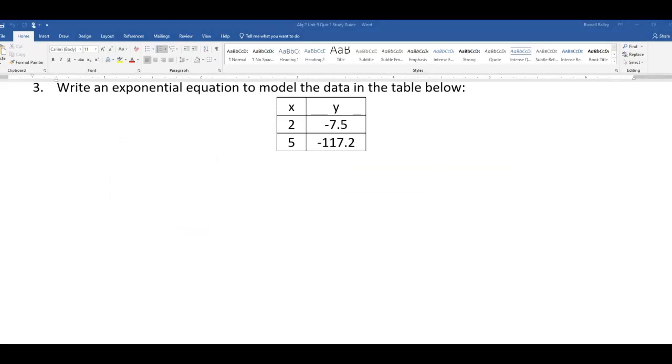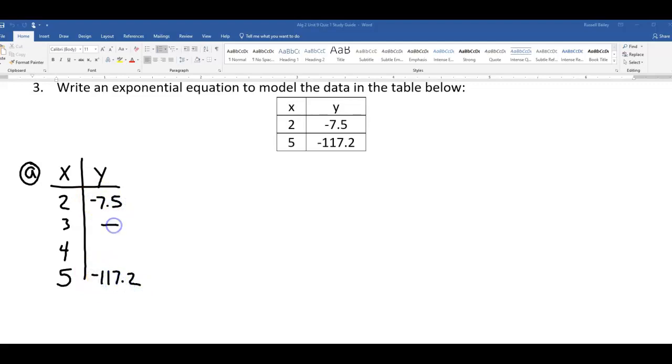All right guys, so for number 3, we are given a table of data and we want to turn it into an exponential function. The first thing that we do is rewrite the table, supplying the missing numbers between the x values 2 and 5. So between 2 and 5 we should have 3 and 4 also. We know that at 2 the y value is negative 7.5, and for 5, the y value is negative 117.2. We don't know these ones, so I'll just put dashes there.